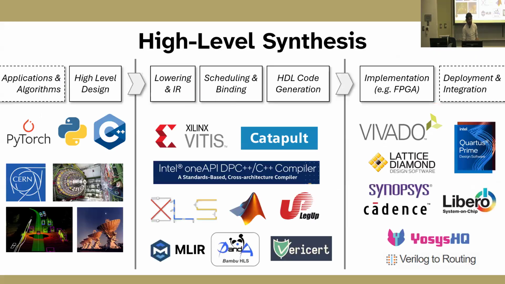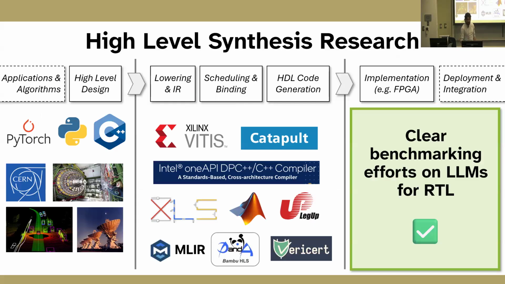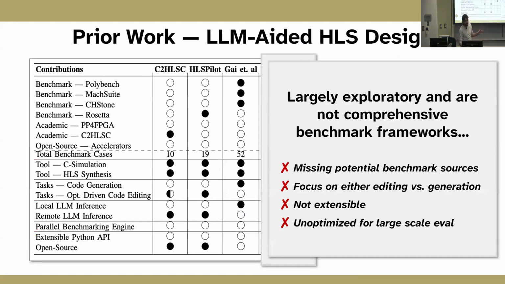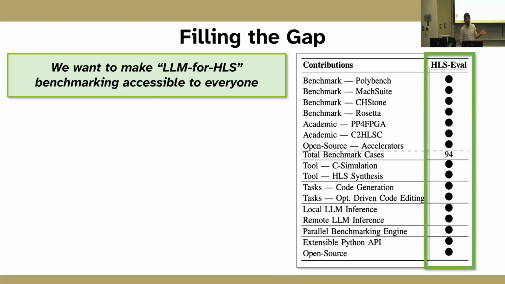I already went over this. This is the HLS flow. So we have clear benchmarking efforts on everything that happens after HLS. We don't really have any benchmarking on LLMs for HLS, at least at that time, right? So we actually don't know much about how LLMs understand HLS and can perform at different design tasks. There are some other works that existed. They were kind of bad, and they were rushed because people wanted to publish about it first. That's kind of the gist, and then we built our own full benchmarking framework, right?